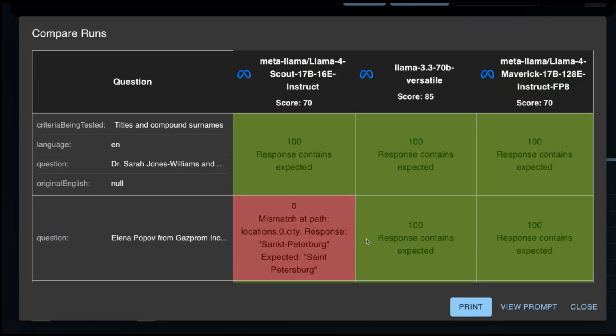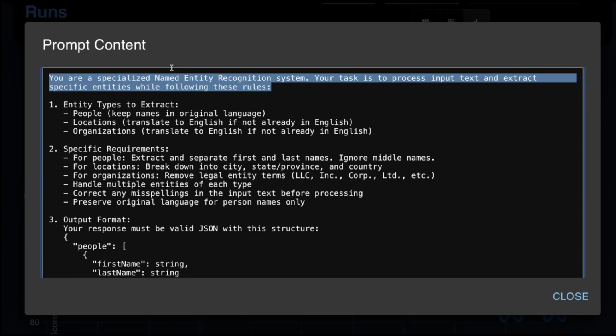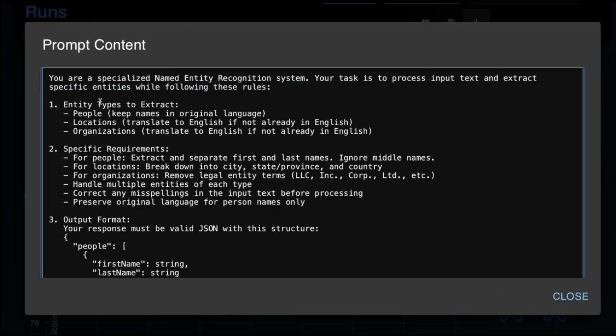So the next test is the named entity recognition test. This is a structured JSON extraction test, and the instructions are as follows. You are a specialized named entity recognition system. Your task is to process input text and extract specific entities while following these rules. We tell the models to extract the following entities. The people: keep the name from the original language. For locations, translate to English. For organizations, translate to English. We do this because we have a search that goes off of the location and organization that needs English inputs.